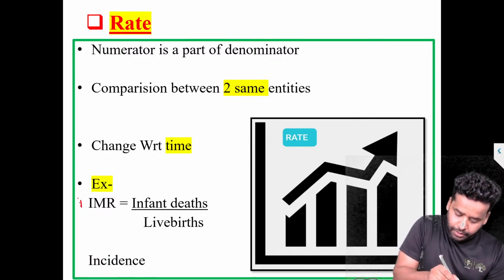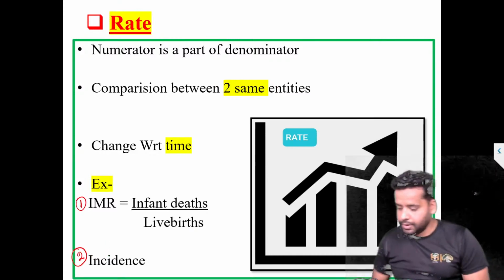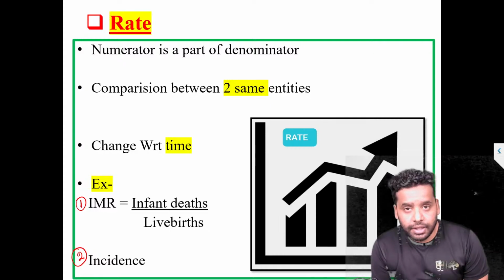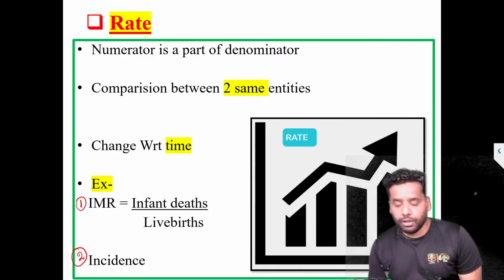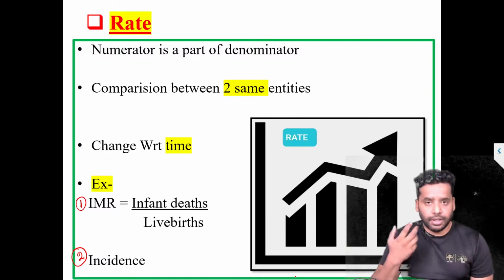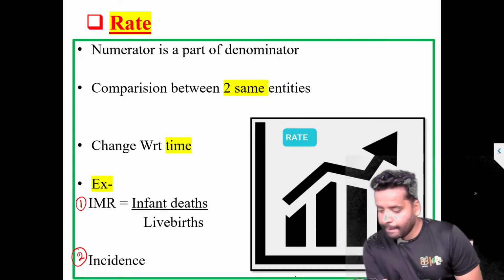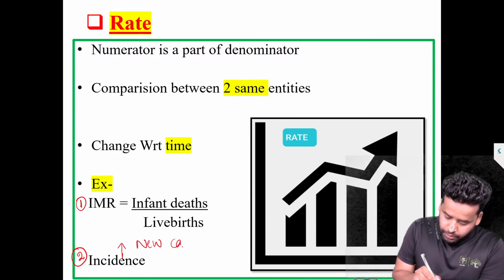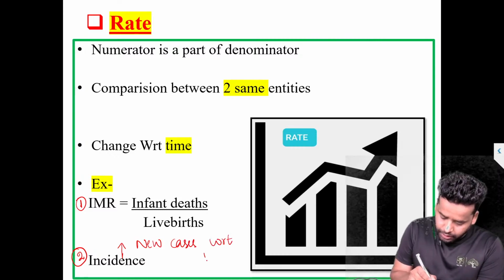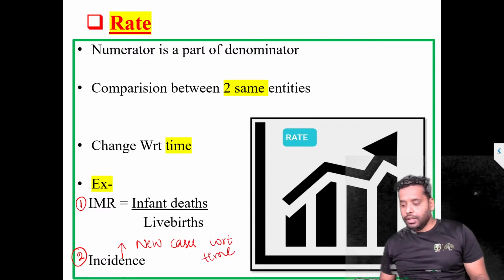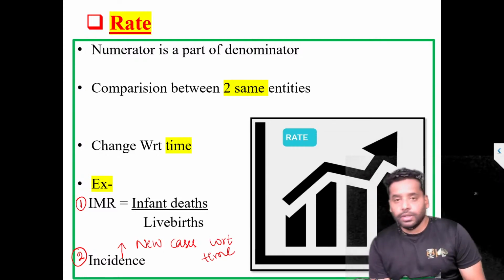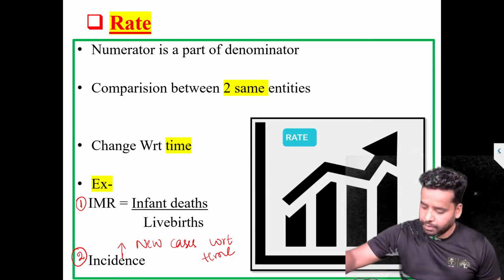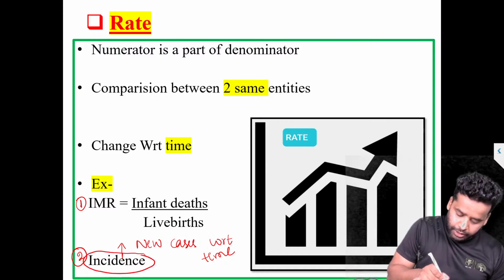The second example for rate is incidence. So now tell me, the word incidence will indicate new cases or existing cases? Very easy question I'm asking. New cases. Something will happen in the future. New cases with respect to time. Write the definition properly. New cases with respect to time. So anything which will happen in the future. As of now, there is no case. In the future, some cases will develop. That is incidence. In detail, I'll be discussing later.